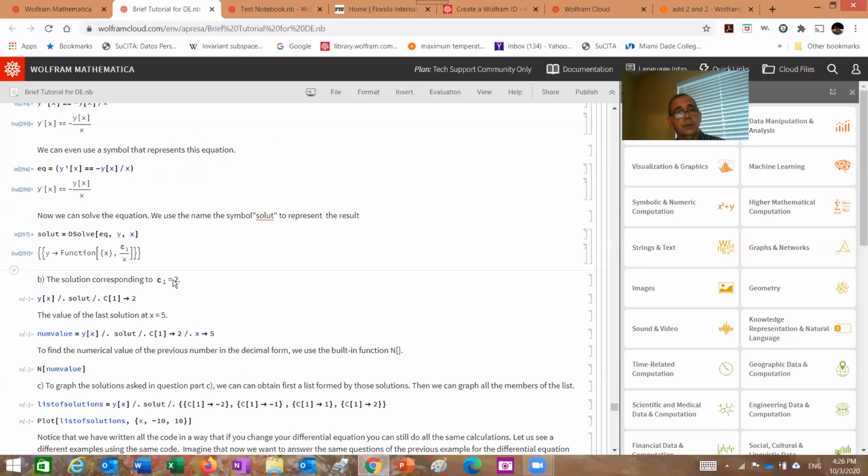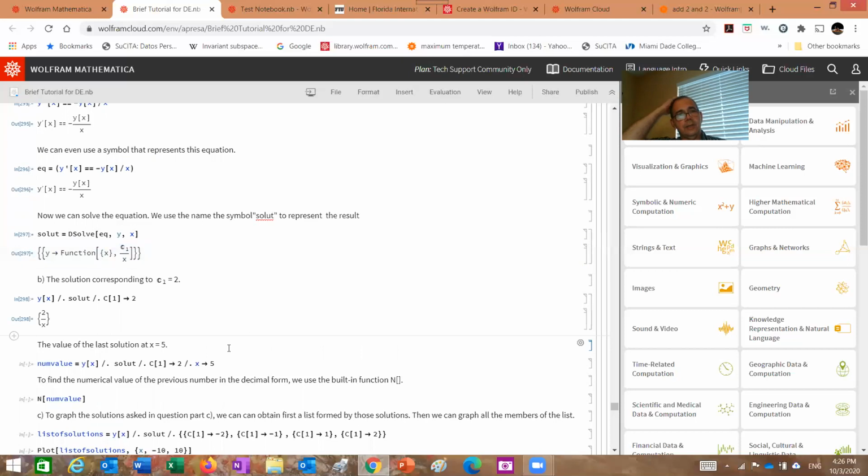Then if you want to, we can find the corresponding solution, the one corresponding to C1 equals 2. How can we do it? We take the y of x, and in y of x, we replace the y by that function, the one that converts this expression into C1 over x. And then we are going to replace the C1 that appears in the formula of the solution by 2. So you press Shift Enter, and you get that this is going to be the solution.